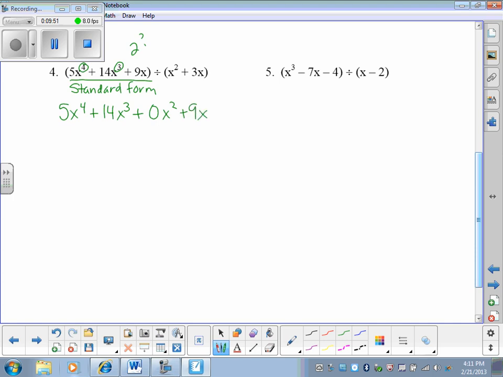Now one of my students asked me, why 0? And the reason I choose 0 instead of 1 is because 0 makes that not worth anything.